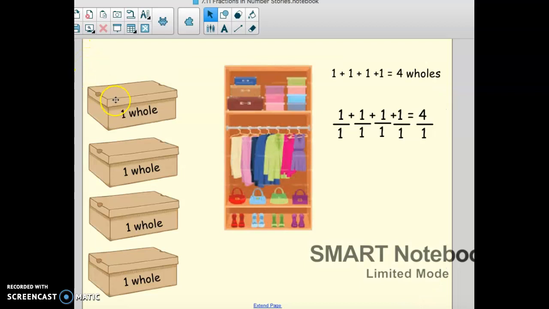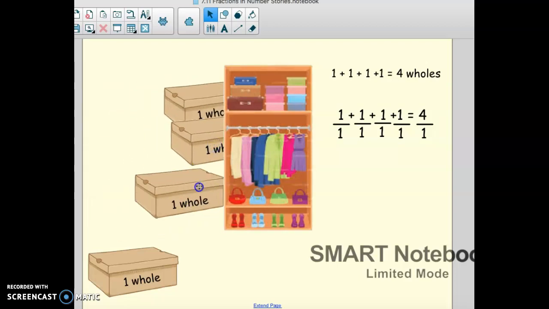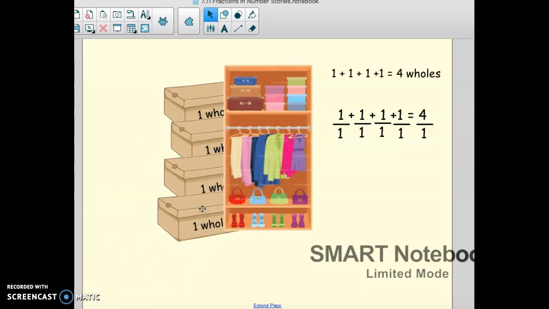If each box is 1 whole and I draw 4 boxes, then I have 4 wholes. Marta puts all of the boxes into her closet, so she put 4 wholes into her closet. Remember, a whole as a fraction is 1 over 1. So I can write the number sentence as 1 plus 1 plus 1 plus 1, or 1 whole plus 1 whole plus 1 whole plus 1 whole equals 4 wholes. Or I can write the wholes in fraction form and add the numerators, and I have 4 over 1.